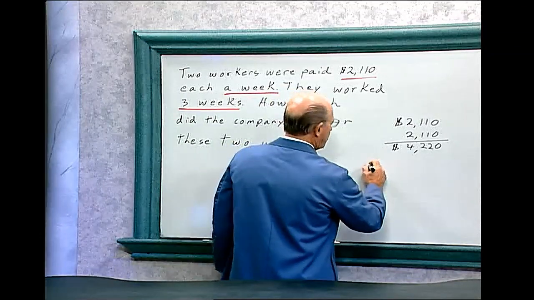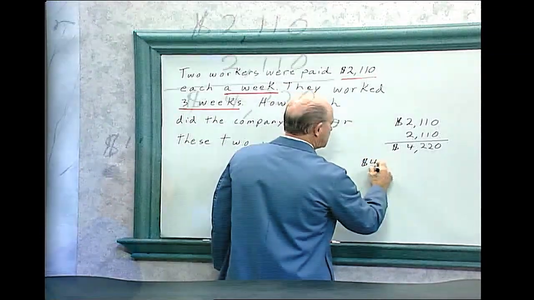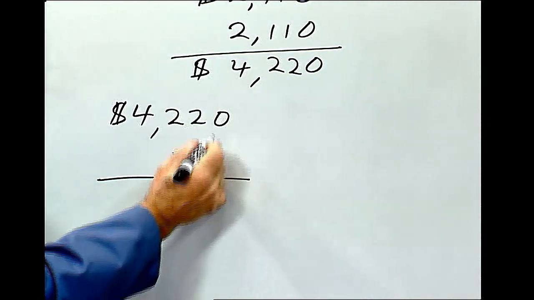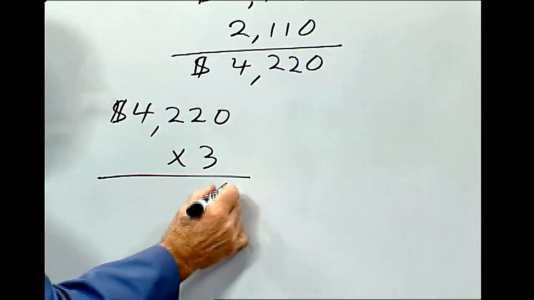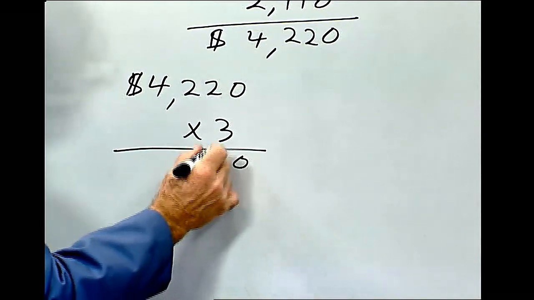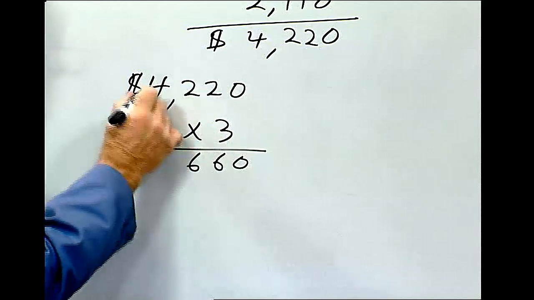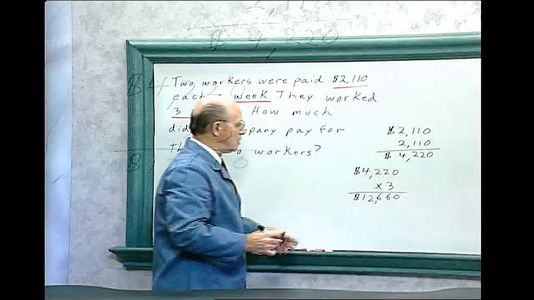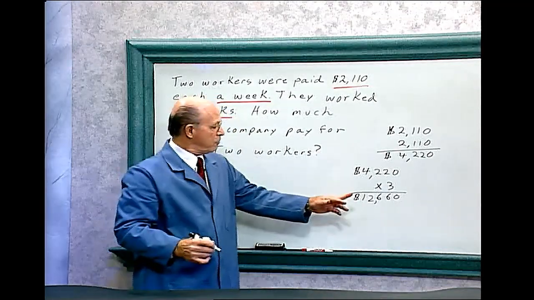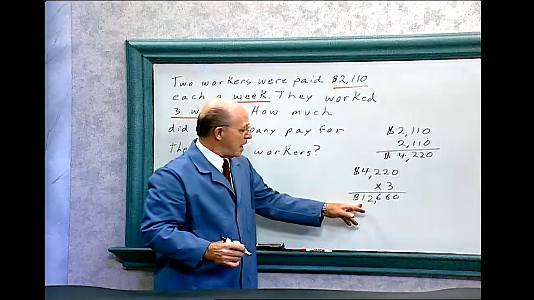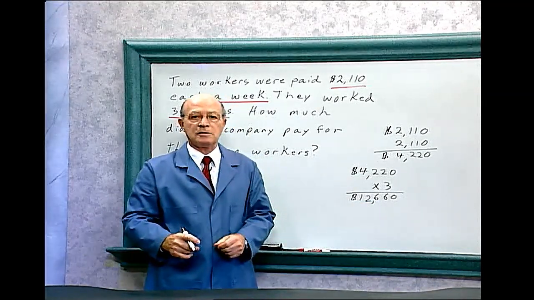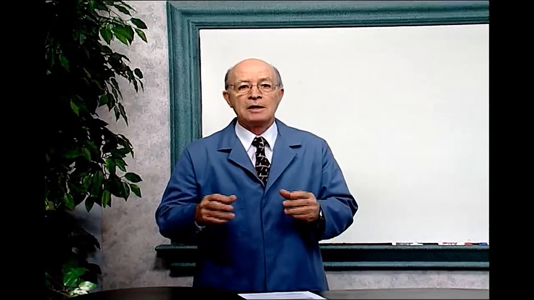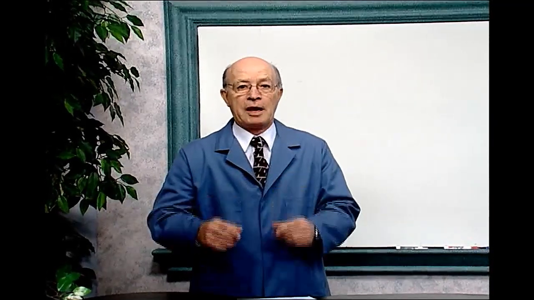So we multiply $4,220 times 3. 3 times 0 is 0. 3 times 2 is 6. 3 times 2 is 6. 3 times 4 is 12. So the company paid for 3 weeks for the 2 workers $12,660. Let's look at some of the military amphibious armored personnel carriers, tanks, and the ships bringing them into battle.